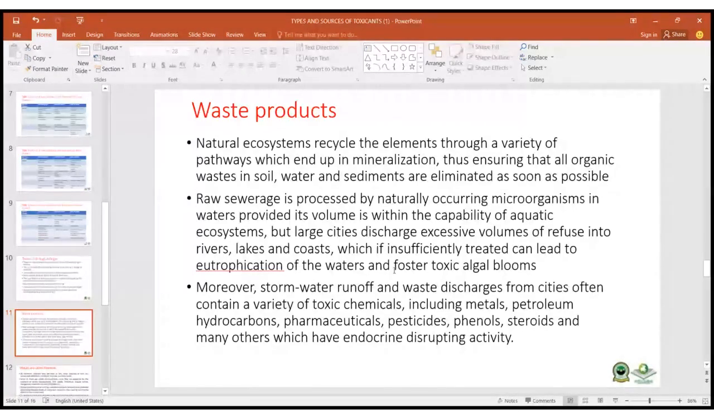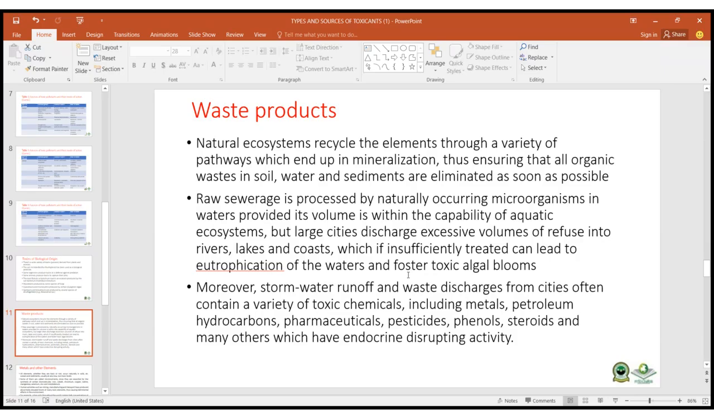Now, algal bloom has a lot of consequences because, number one, when there is a bloom, a proliferation of algae in the water body, they tend to cover the water body so that aquatic organisms will not have access to oxygen, and it might lead to the death of some aquatic organisms.